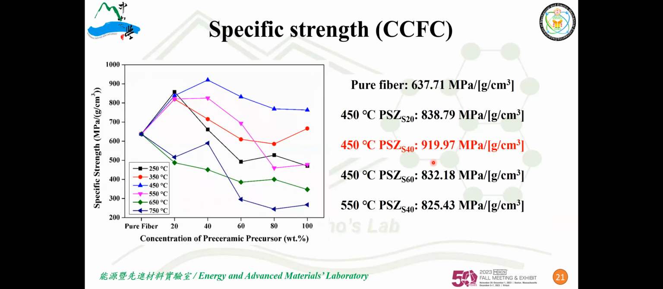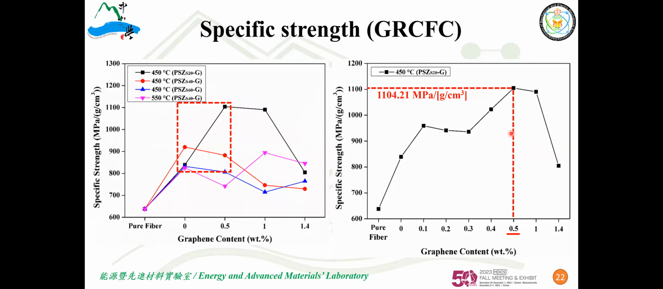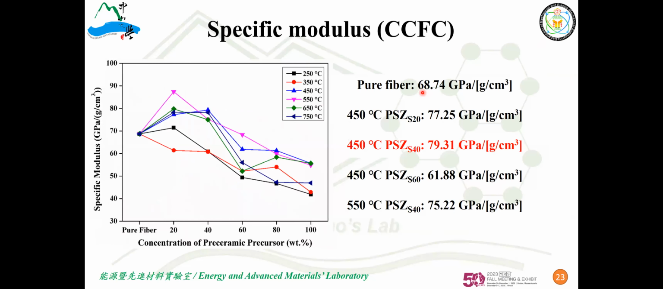I'll quickly show you some data. This is specific strength, which means the tensile strength divided by the density of this composite. When we have 40% pre-ceramic precursor pyrolyzed at 550 Celsius, the specific strength increased almost 40% compared to the pure carbon fiber. With graphene content, when this pre-ceramic precursor contains 0.5 weight percent graphene, its specific strength increases by almost more than 70%.